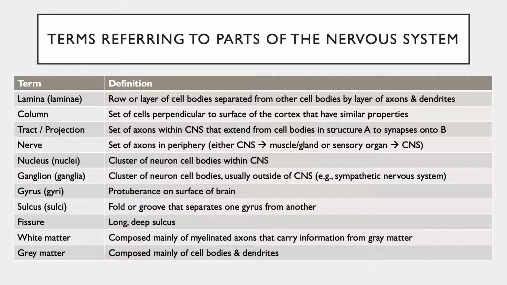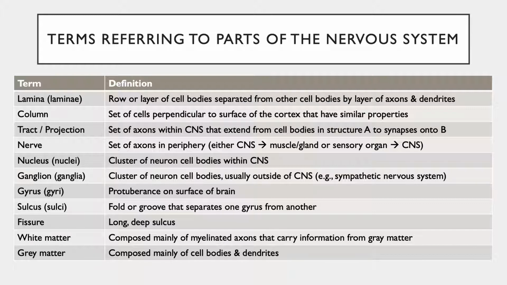Nerves are sets of axons in the peripheral nervous system. Either they travel from the central nervous system to a muscle or gland, or from a sensory organ in the periphery to the central nervous system. Nerves are what transmit information to and from the peripheral to the central nervous system. And again, also the other way as well.